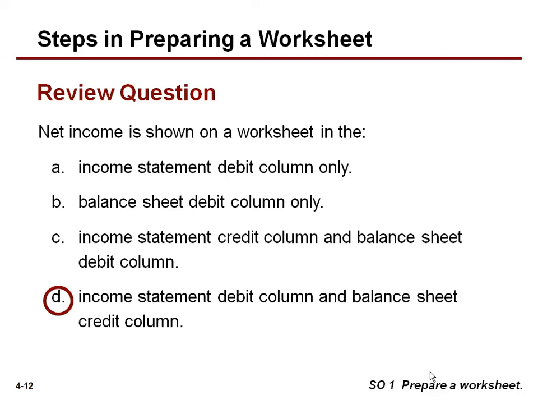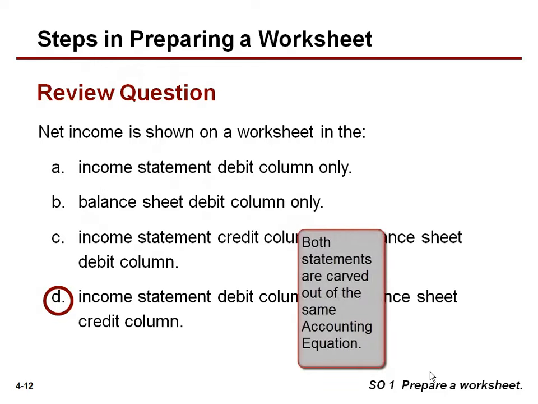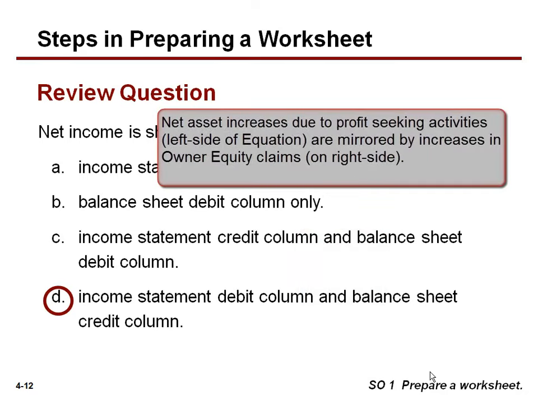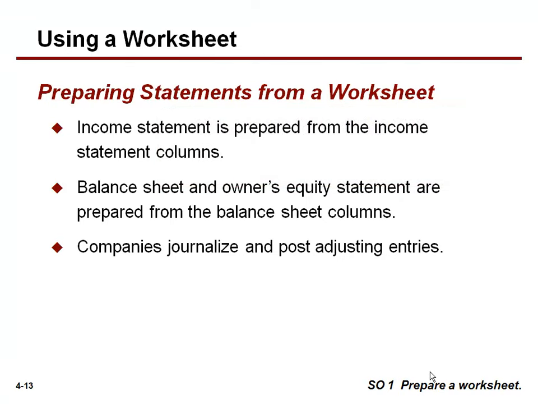Again, this fifth step, to simply mechanically balance the income statement and mechanically balance the balance sheet, is not the result of a journal entry, just recognizing the interrelationship between the income statement and the balance sheet. Logically, the income statement is prepared from the two income statement columns of the 10-column worksheet, and the balance sheet and owner's equity statements are prepared from the last two balance sheet columns of that worksheet.